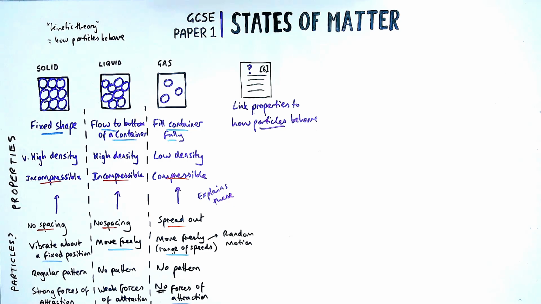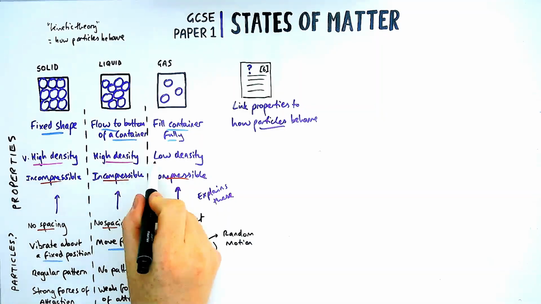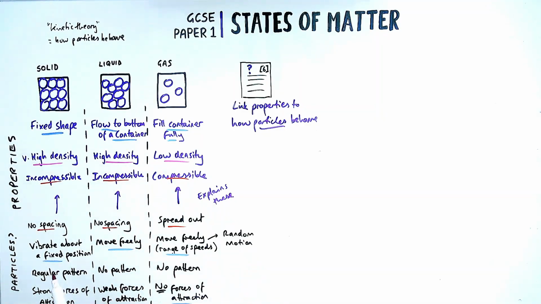Now we can use the spacing to help explain the density behind a solid. If they're all packed very close together, a high mass in a very small volume, that's due to the fact there's no spacing between them. They're also in a regular pattern to allow them to do that.